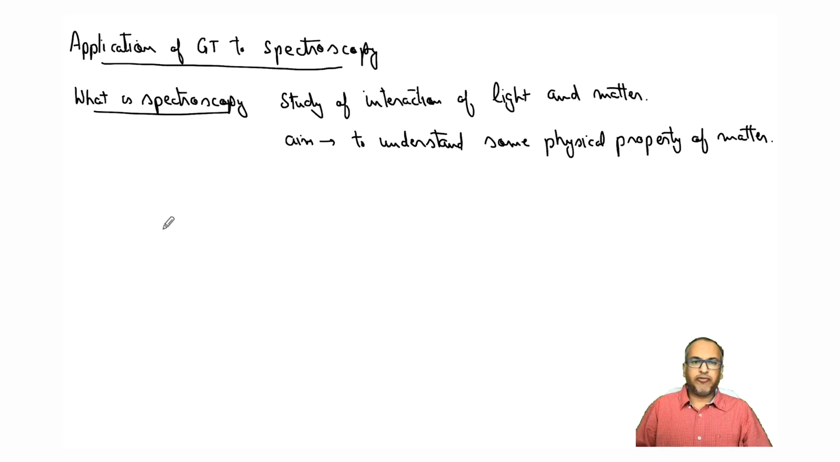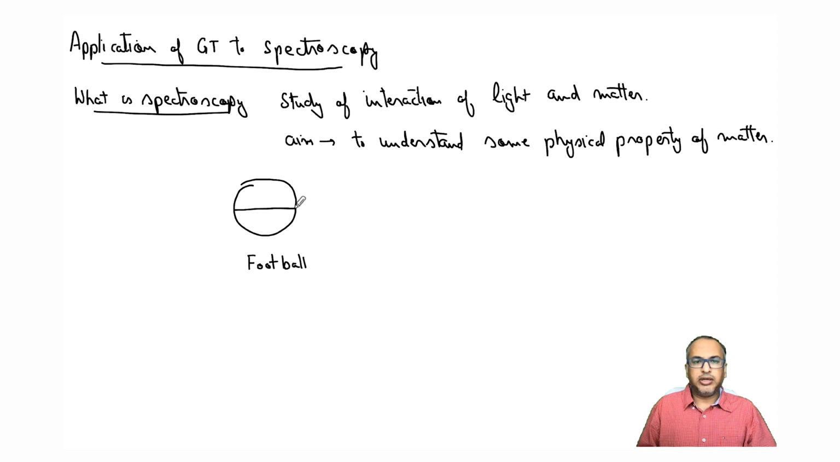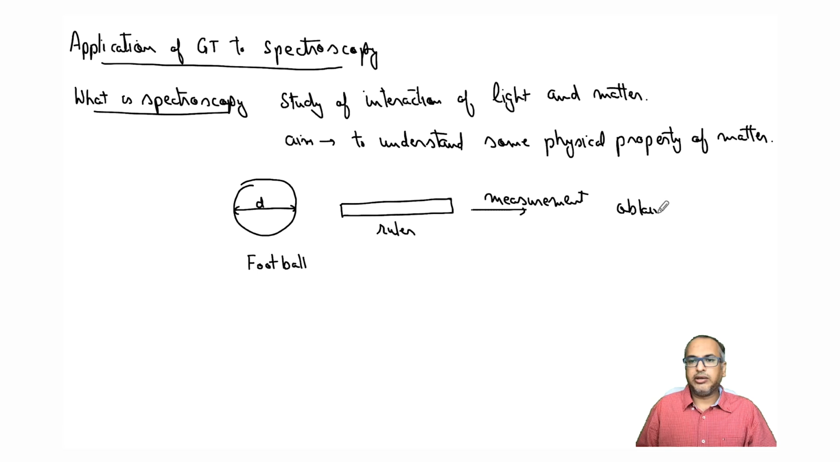So let us see. For example, let's say you have a classical object, a football. Sorry for the bad drawing, but let's say you want to determine the diameter of this. So this is the diameter. What you do is take a typical ruler and do the measurement and obtain the diameter.